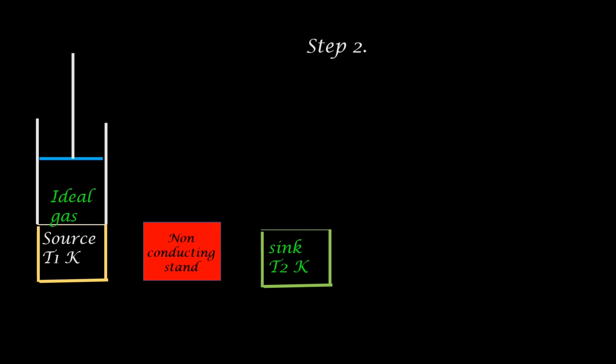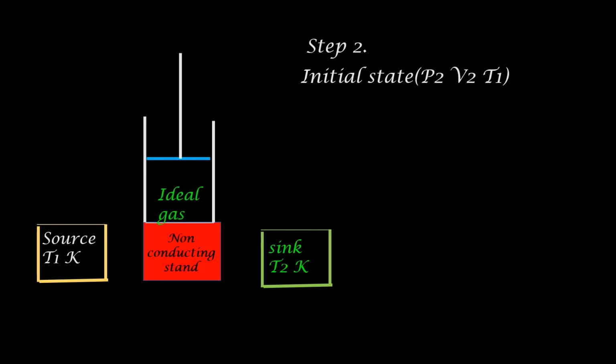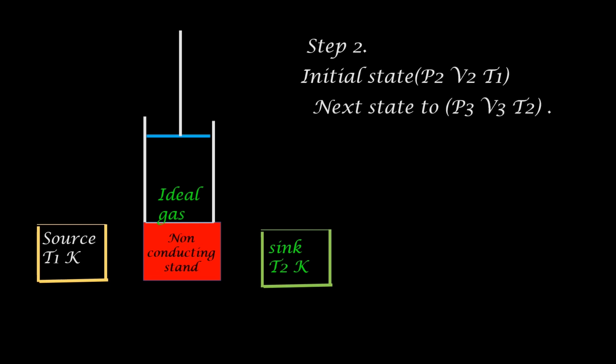The initial state of step 2 is the final state of step 1. It is P2, V2, T1. Now the system is moved and it rests on the non-conducting stand. So using the heat present inside the system, that is using the internal energy, the gas expands further. That is, external work is done by the system, and the state of the system now changes to P3, V3, T2. So all the state functions have changed.